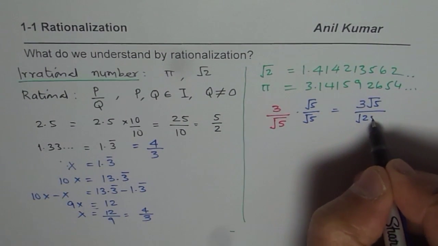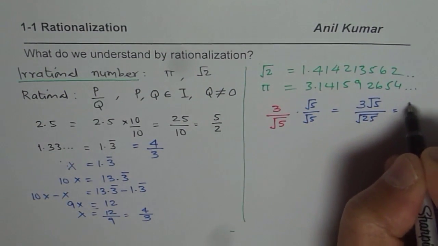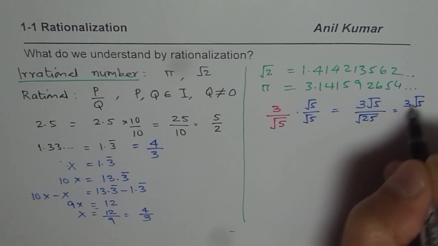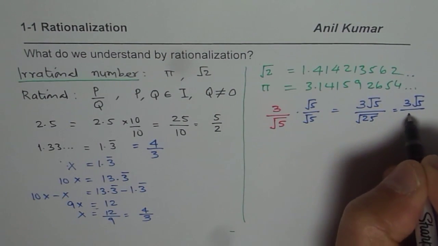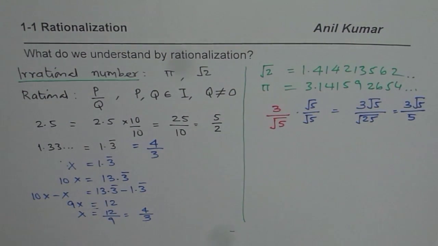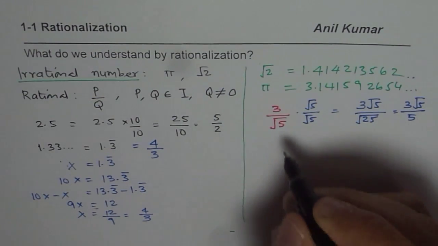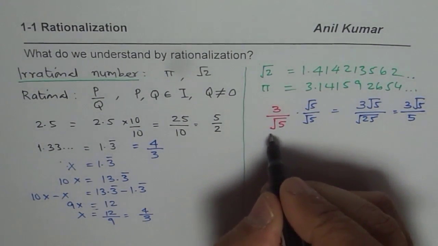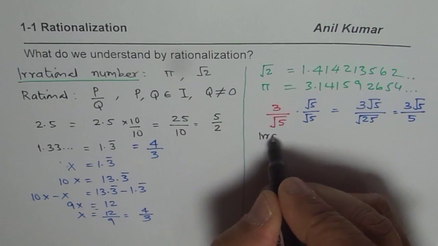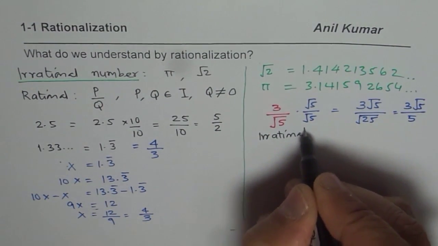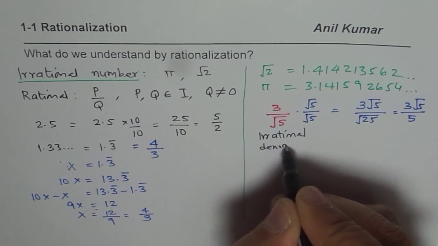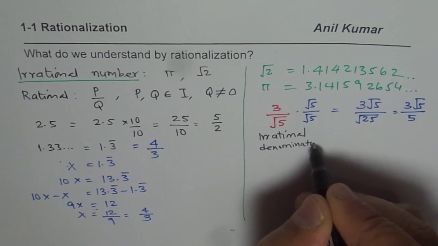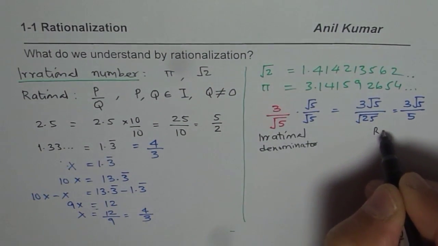Some of you may like to write like this. And next step, you will say 3 square root 5 over square root of 25 is 5. So what do we see here? So what we see here is now this is irrational, right? Irrational denominator. And here we have rational denominator.